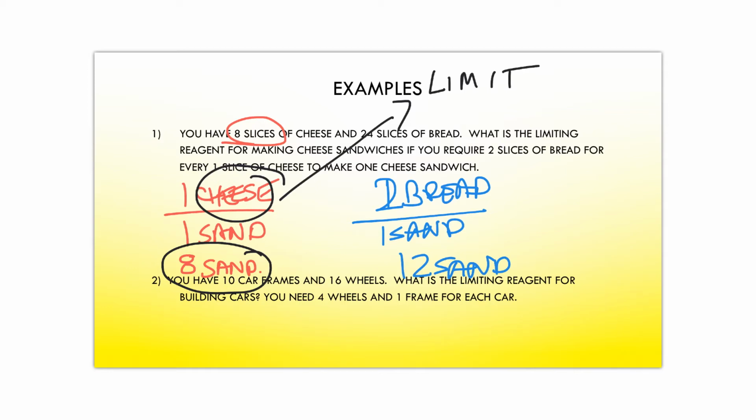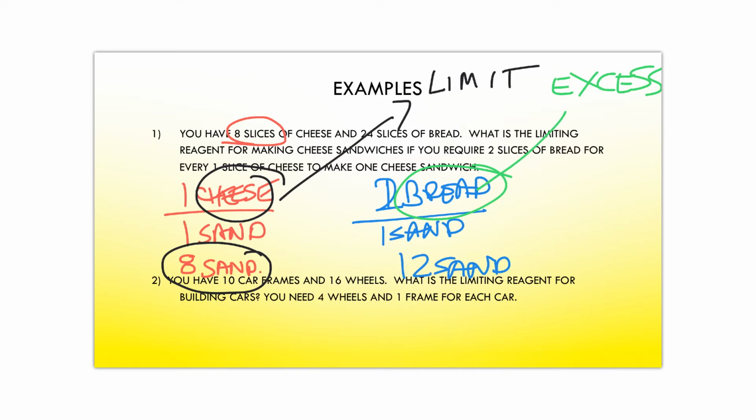And what do I have extra of? I'm going to have extra bread. And so that would be my excess. Because it says I can make enough sandwiches with the bread for 12 if I had enough cheese. And here it says I can only make 8 sandwiches even if I had excess bread because I'm going to run out of cheese. So that's what I mean by limiting and excess reagent.